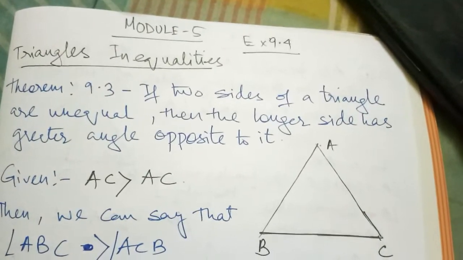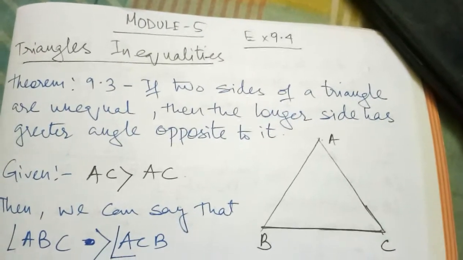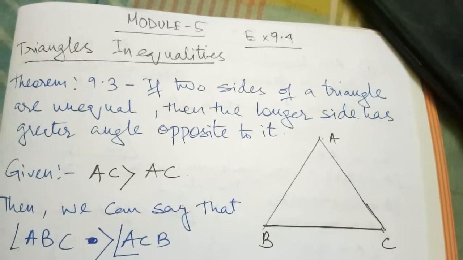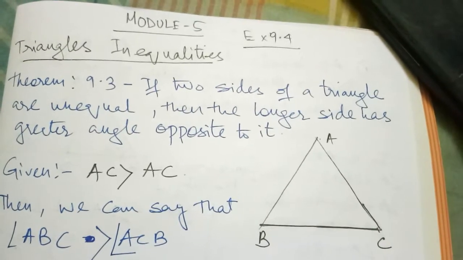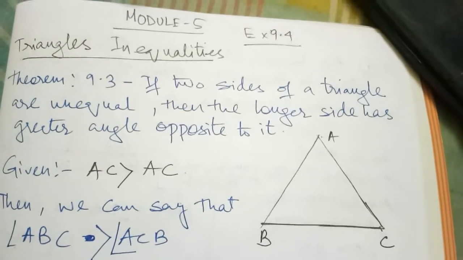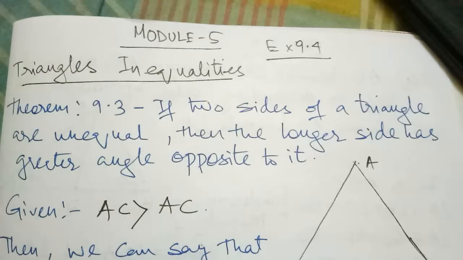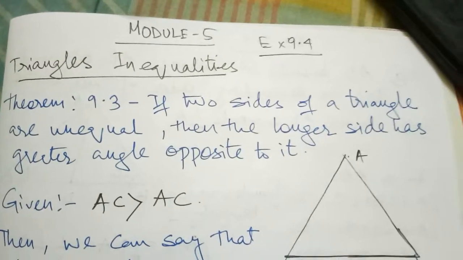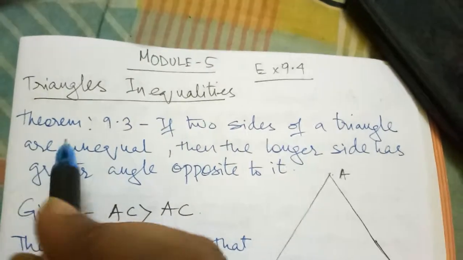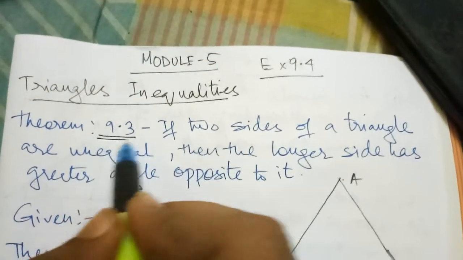That is given in exercise 9.4. But before that, I'll make you understand some of the theorems. The theorems are very important for doing the sums, the solutions of this exercise 9.4. Today, we'll start with module 5, that is the triangle inequalities. What is written? Theorem 9.3 I've written over here.